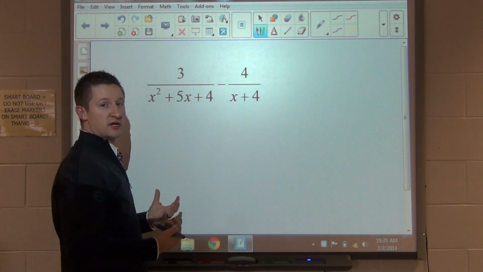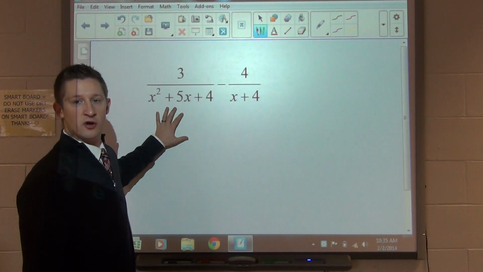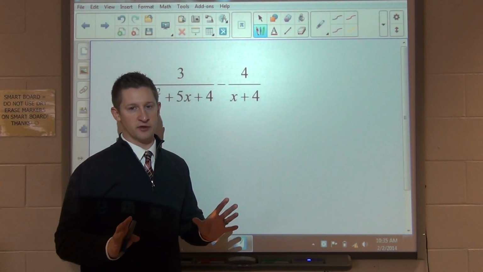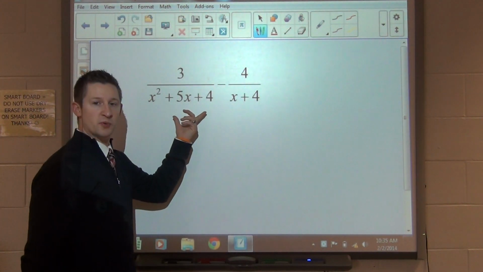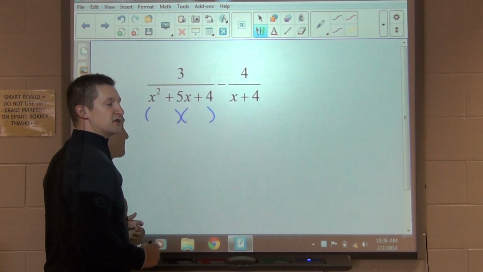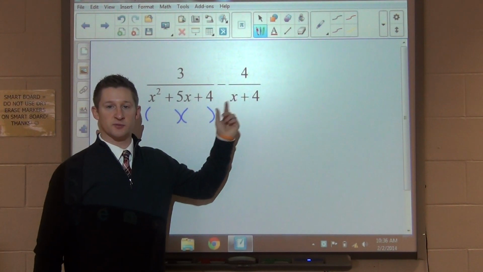Now, I could have a common multiple if I simply multiply the binomial times the trinomial, but that would give me a pretty large expression that I don't think I want to deal with. So what I will try to do is to break down this larger polynomial into factors to see if maybe it shares a common factor that I already see over here in x plus 4.